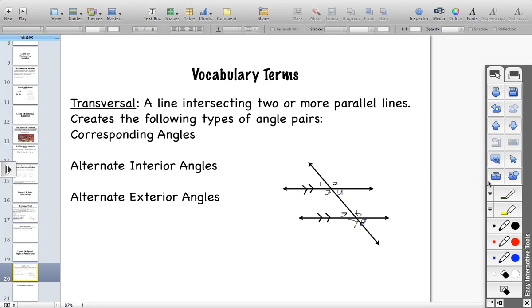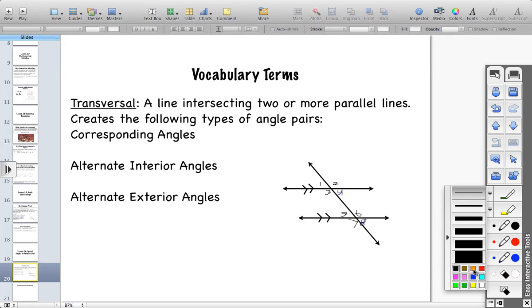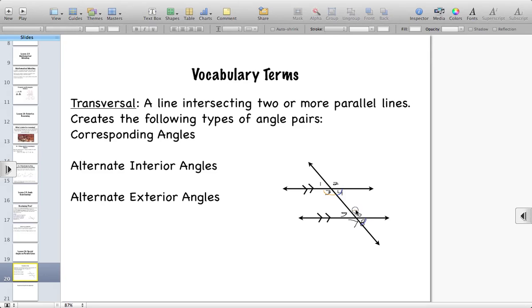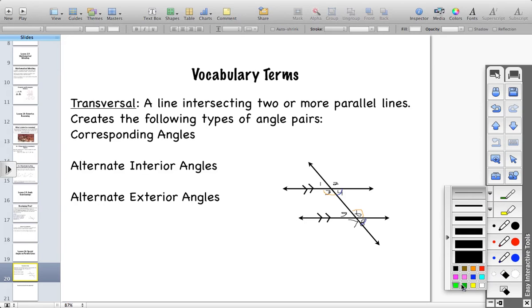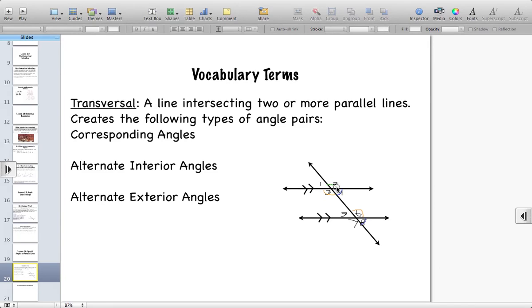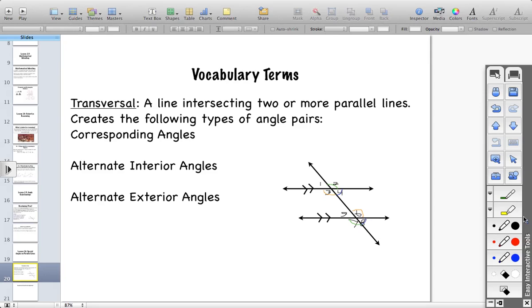Alternate interior angles, interior meaning inside the parallel lines. For example, we have angles 3 and 6. They're interior and they're alternating because they're on opposite sides of the transversal. Alternating exterior would be any angle that is outside the parallel lines, and again, on opposite sides of the transversal. So 2 and 7, and 1 and 8. So we have two pairs of alternating interior angles and two pairs of alternating exterior angles. That's a little bit of vocabulary to remind us about what's going on.